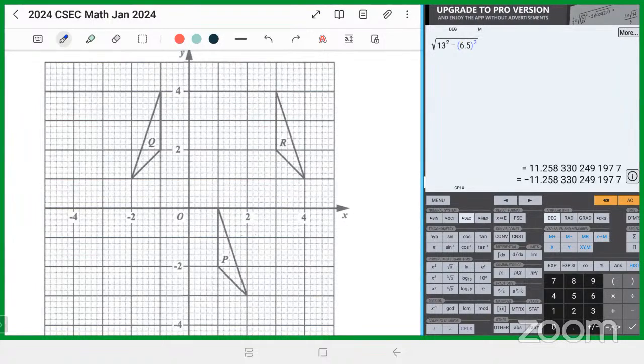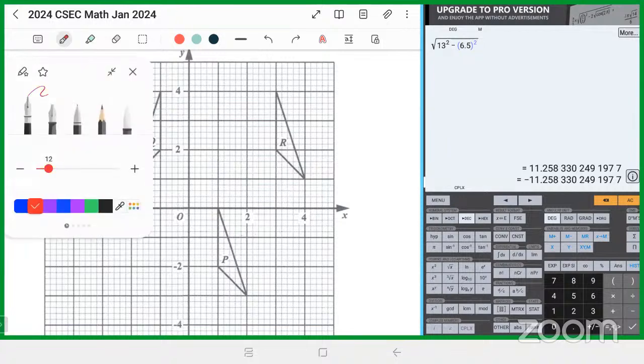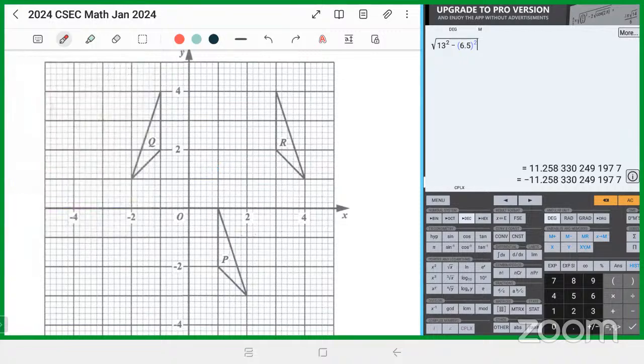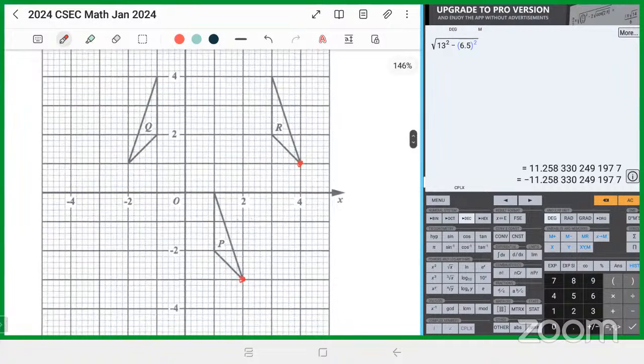And the translation will have two components, a horizontal and a vertical component. We only need to see what happened to one point. So we can maybe use this point, for example. This point on the object corresponds to this point on the image. And we can count out the movement between those 2 points. Or better yet, let's use this one here and here are corresponding points. So count how many units to the right and how many units upwards to go from this to this. And that will be the components of the translation.